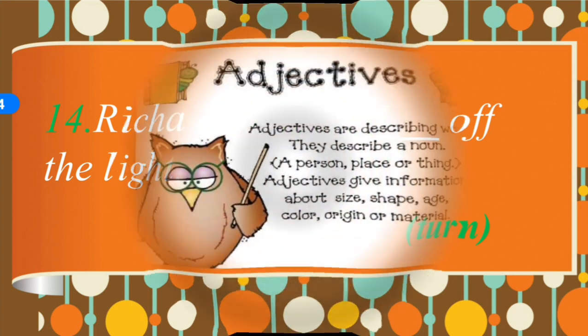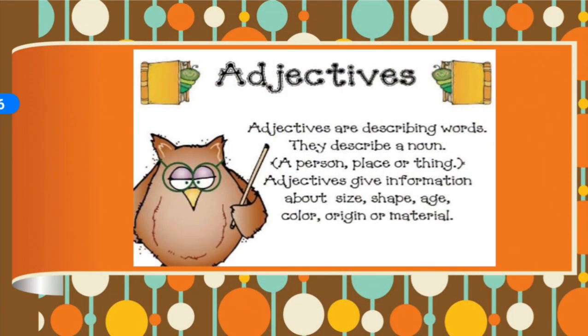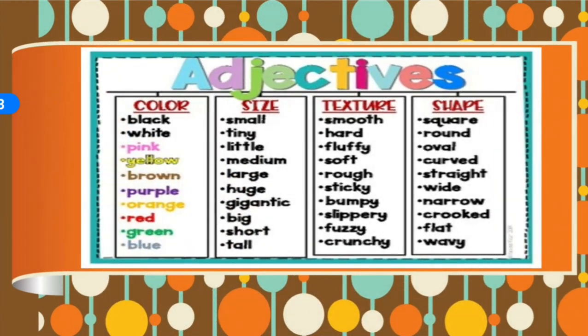Let's move on to the next topic, adjectives. Let's have a quick recap of adjectives. Adjectives are describing words. They describe a noun, that is, a person, place or a thing. And adjectives give information about size, shape, age, color, origin or material of the noun. They tell us more about the noun.